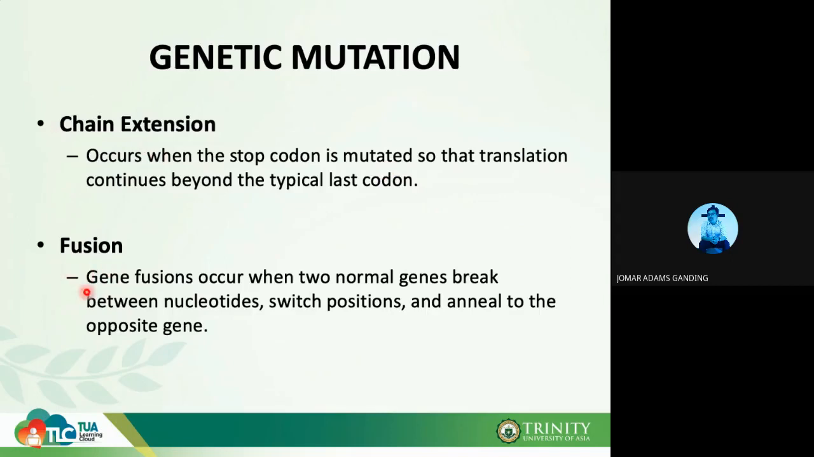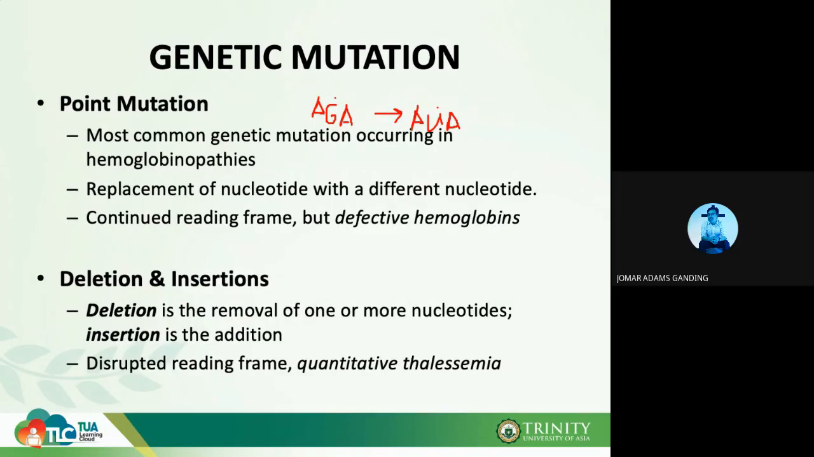In your fusion, there is a gene fusion. Gene fusions occur when two normal genes break between nucleotides, switch position, and then they anneal to the opposite gene. So that is now your fusion. So these are just two of the genetic mutation, but what I want you to remember, guys, are these two: your point mutation and the deletion and insertion.